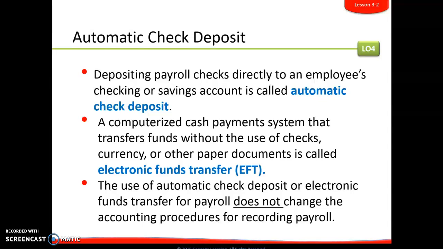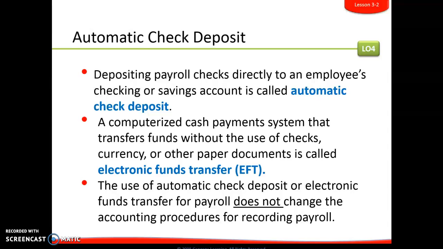Okay, automatic check deposit is depositing payroll checks directly into an employee's checking or savings account. I would especially say nowadays that's what we're going to see a lot, is that automatic check deposit. A computerized cash payment system that transfers funds without the use of checks, currency, or other payment documents is called electronic funds transfer, or EFT.